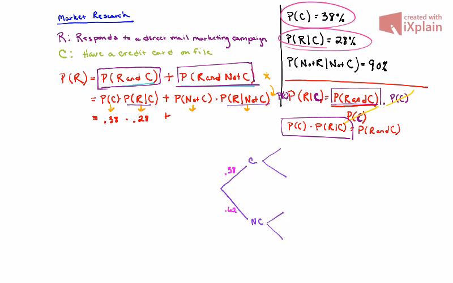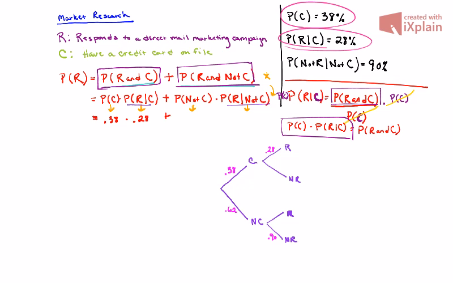And this is going to represent, did you respond? Did you not respond? And again, in that situation, we might have a, did you respond here? And did you not respond here? And I have some of that information. I know that if you respond given that you have a credit card, that's going to be 28%. And I know that if you did not respond, given the fact that you did not have a credit card, that's 90%. So the only thing that I have left to do is fill in those missing branches.